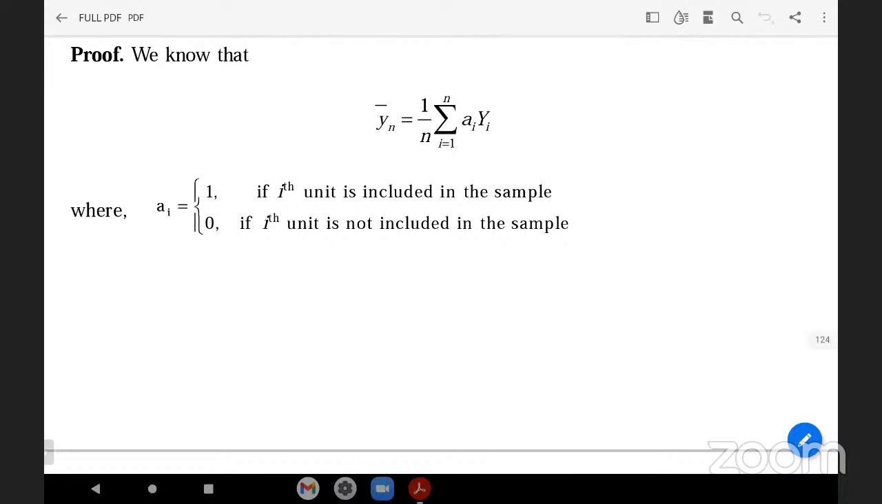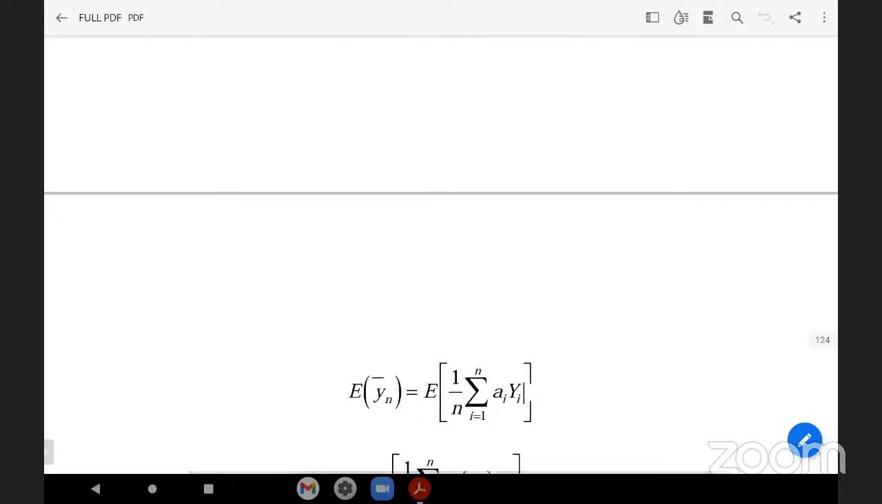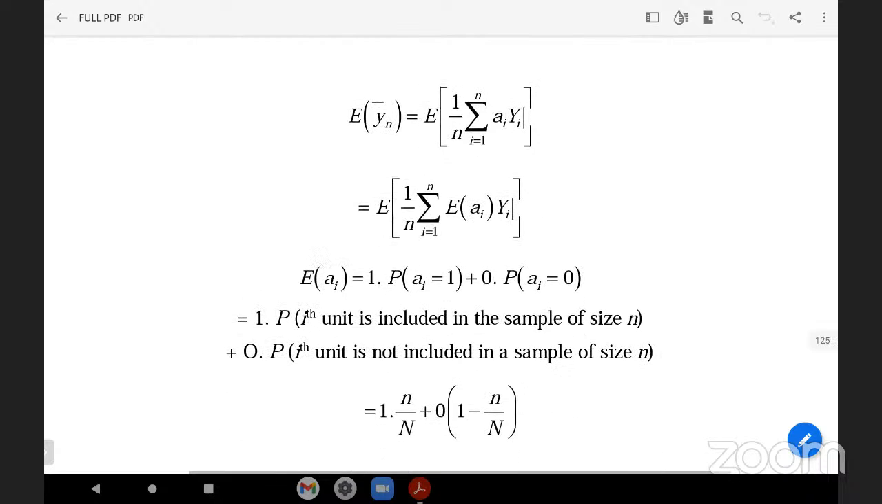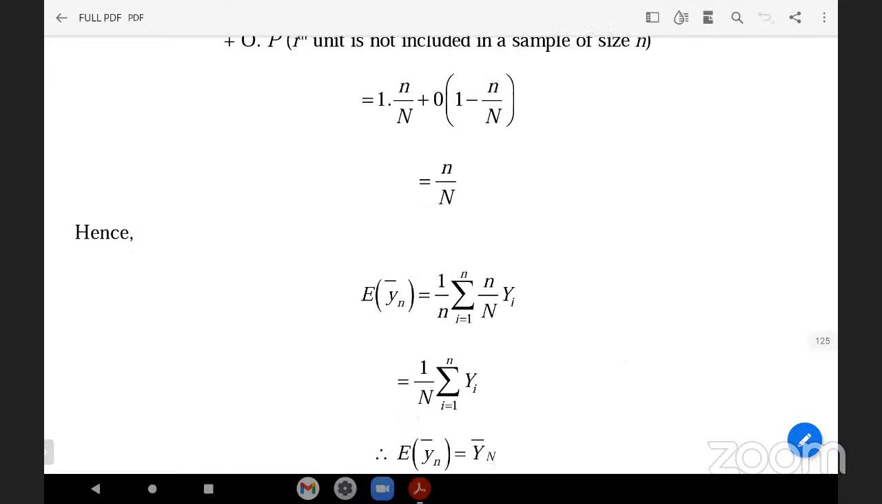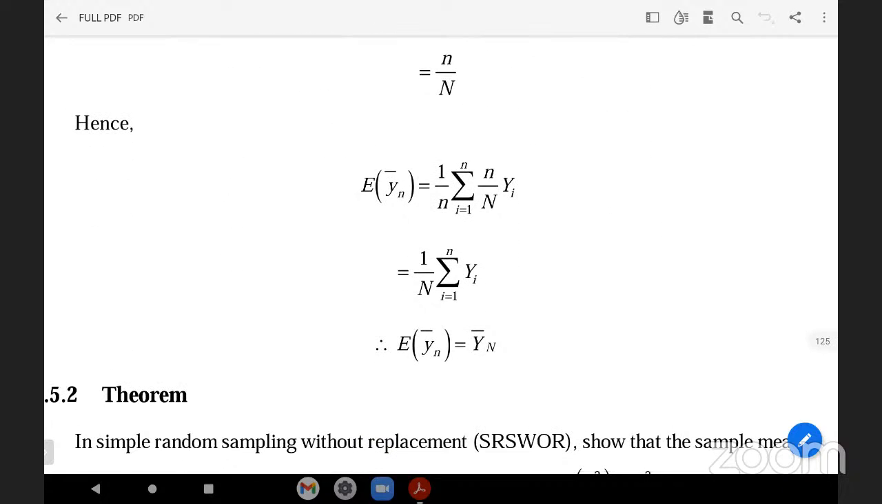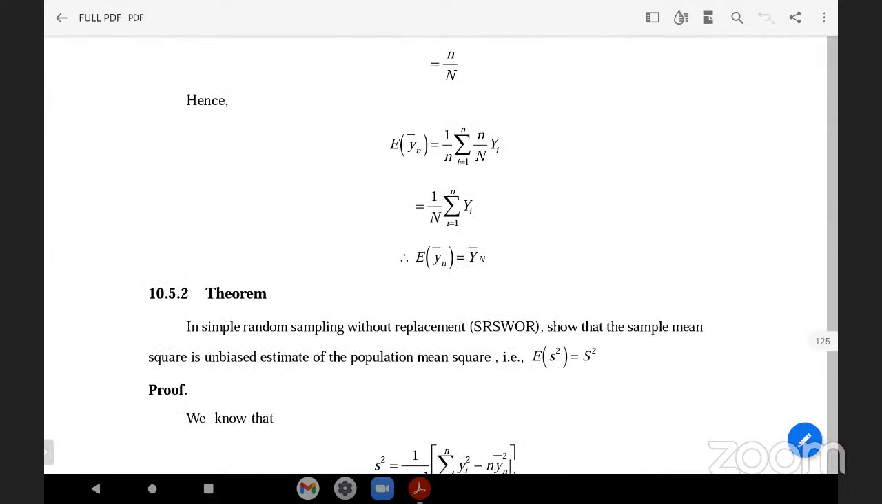So E of ai means success is 1 and failure is 0, 1 into ai. E of ai comes to n by capital N. So the n's cancel, you take 1 by capital N common, and summation yi remains. That's all. This is the first observation about the means.